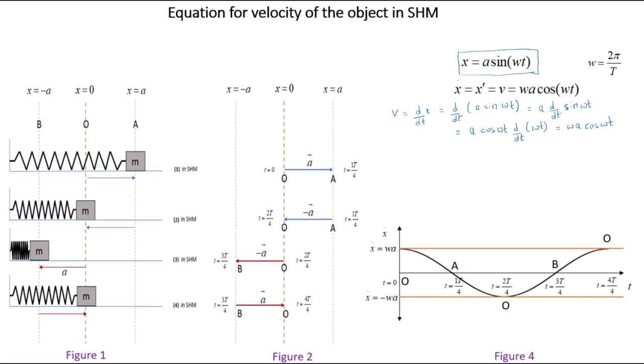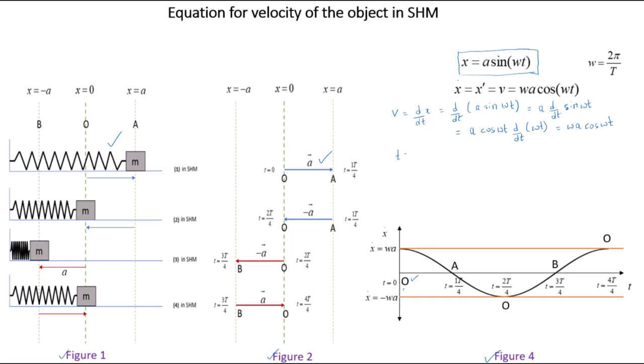I have plotted the cosine curve in figure 4, and I have also captured figures 1 and 2 as a reference. So let's analyze each quarter of the simple harmonic motion. Starting from point O, when the object is moving from point O to A, represented by this time period and this displacement, at point O, time t is 0.